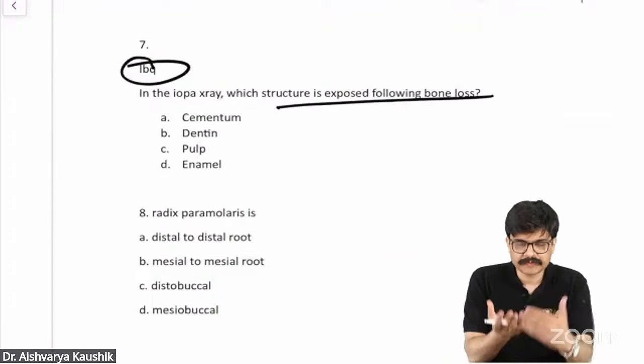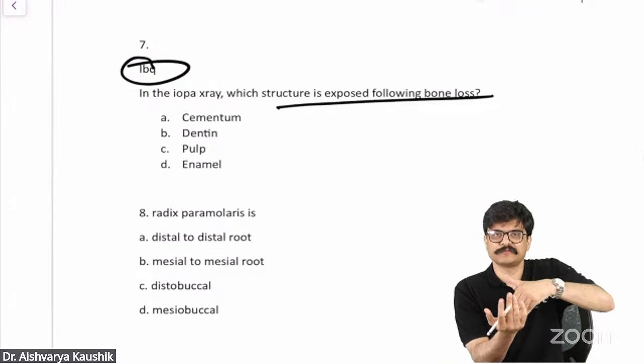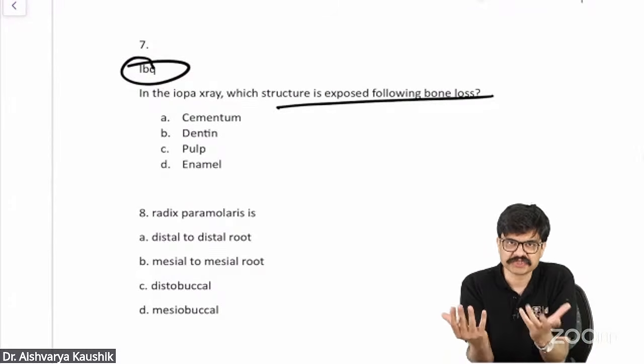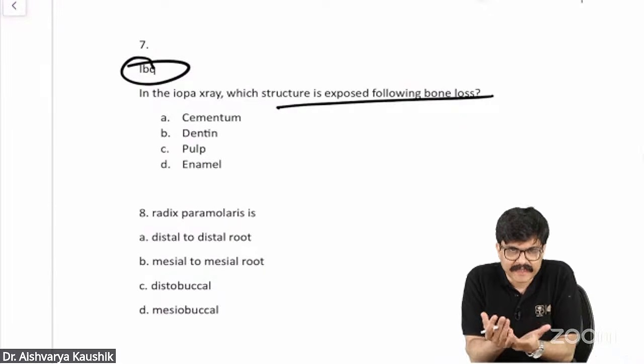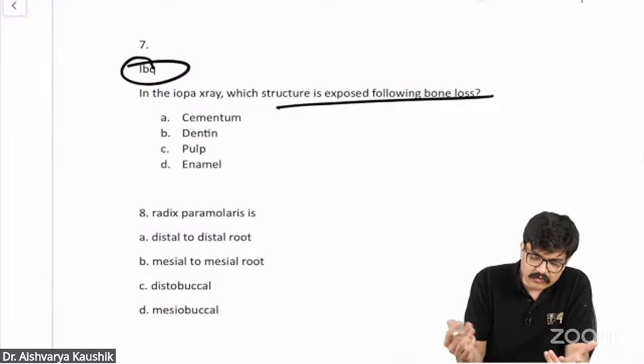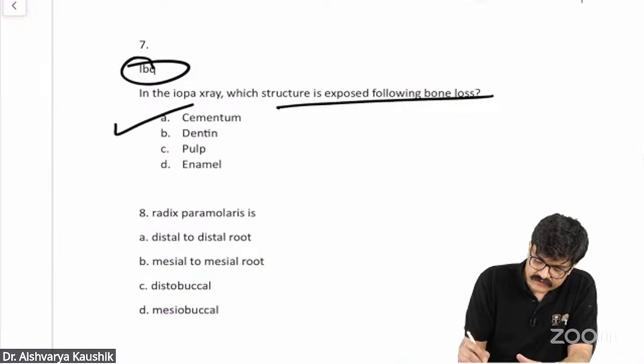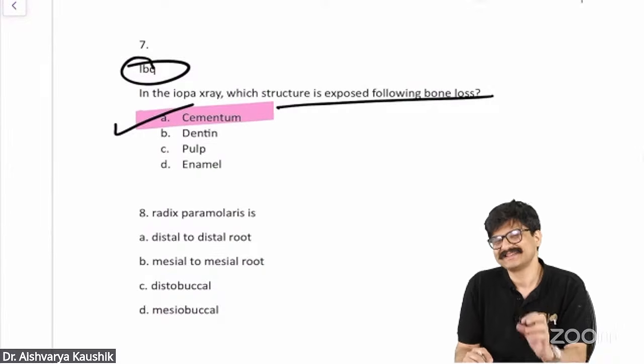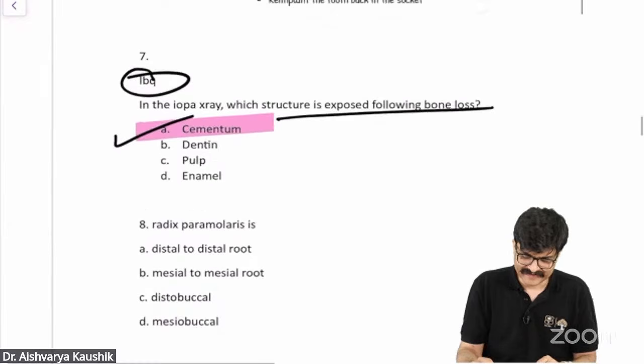So the answer was typically, you've attachment loss at the furcation, you have root exposure, you don't have pulpal exposure there that is being seen. So the answer in all likelihood was cementum, right? So the answer by common sense was cementum. If I were you, I would mark that.